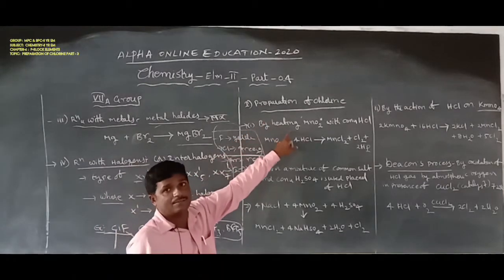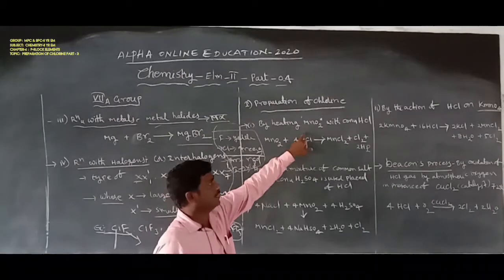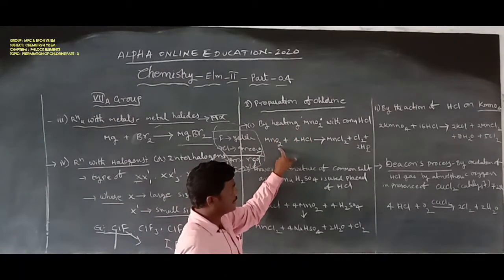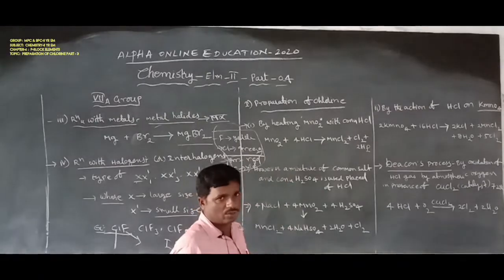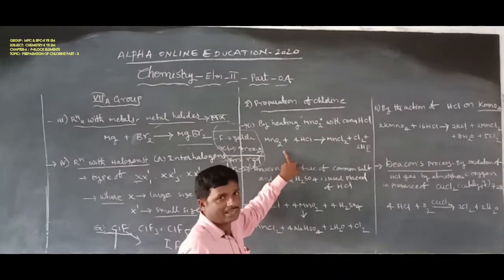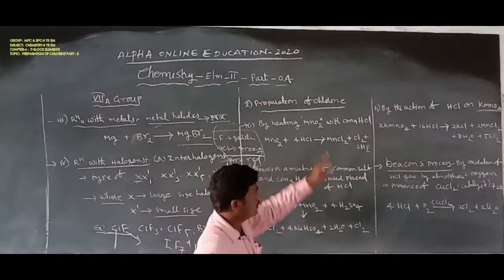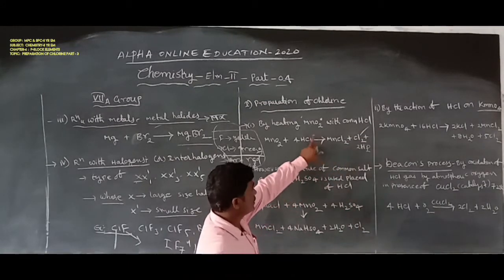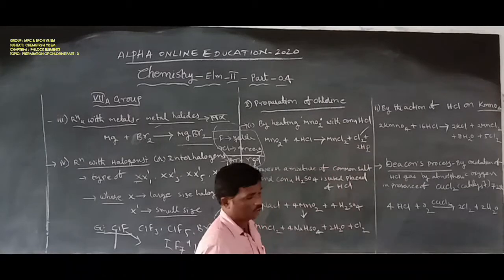By heating manganese dioxide, the formula of which is MnO2, with concentrated hydrochloric acid, chlorine is formed. That is Cl2. Next, MnCl2. Next, 2H2O.